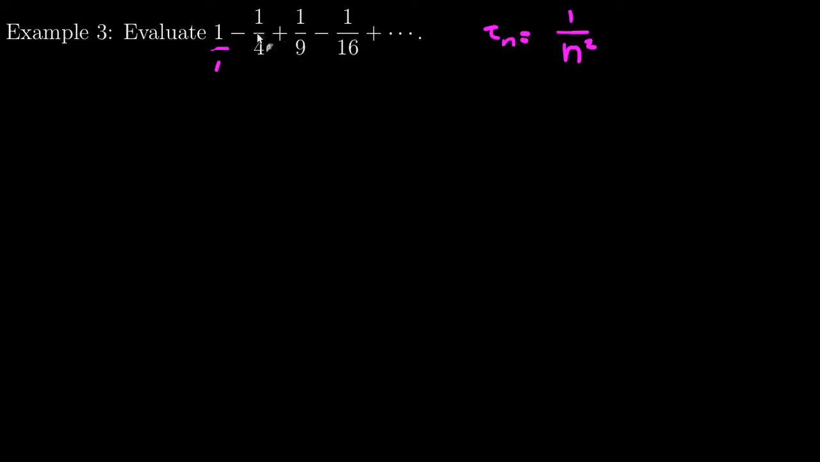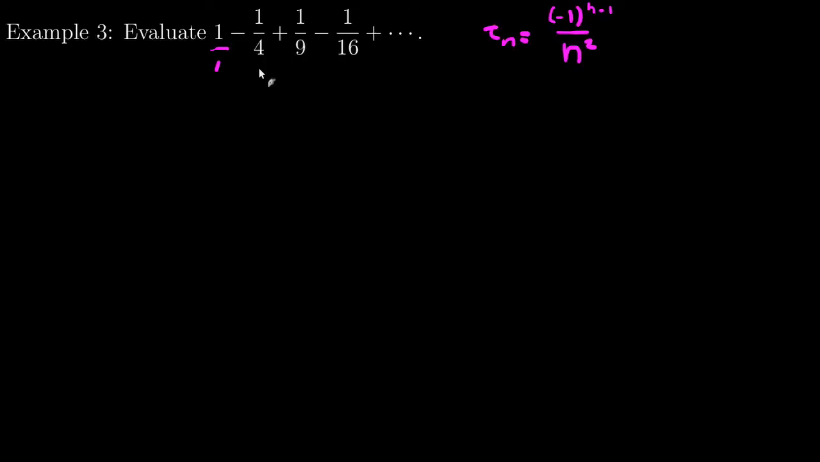There's another problem though. Notice I'm subtracting and then adding, then subtracting and adding. So it's not going to be just 1 over n squared. How do I get the positive and negative? Well, I just put a negative 1 to an exponent. Now, I'm going to put this to the exponent n minus 1. The reason being, if n is 1 here, I want it to be positive. 1 minus 1 is 0, negative 1 to the 0 is positive 1.